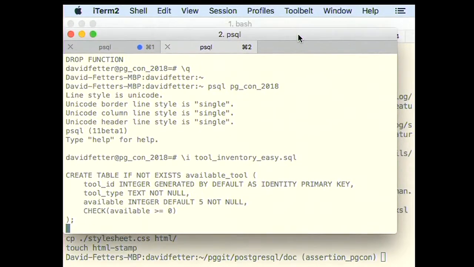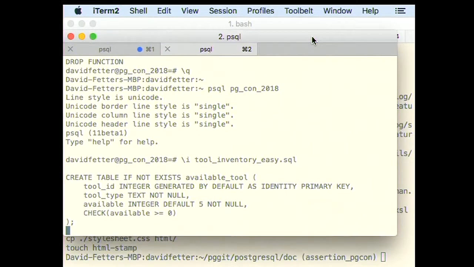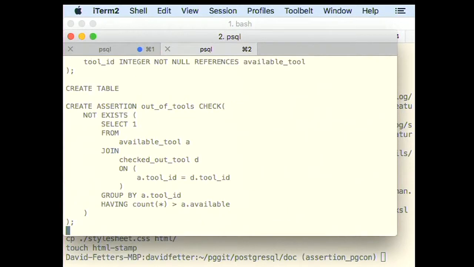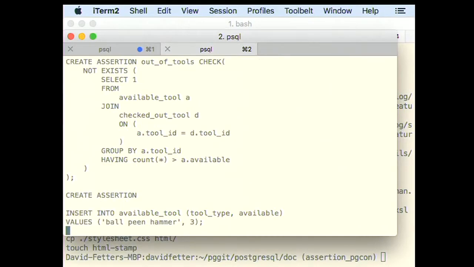Okay, so that's the available tool table, checked out tools, create assertion, let's see what happens. Yay! Okay, now I'm going to stock up on ball peen hammers. So there's our ball peen hammers, we have three of them. Okay, well, that's good.